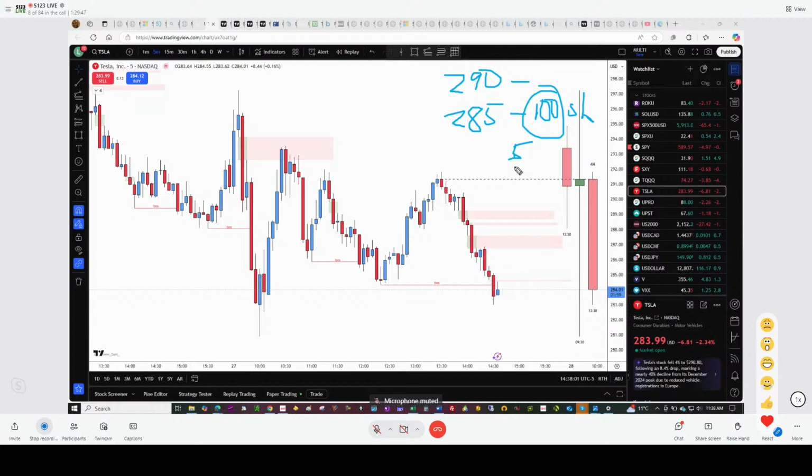Because when you're on MetaTrader, you trade in lot sizes. So yes, if you trade one standard lot, one standard lot might be 100 shares. I'm not sure exactly if that's what it is on MetaTrader. Let me just see if that's so. Let me go to Tesla here.